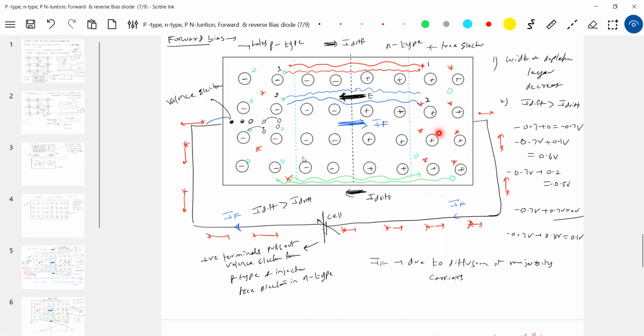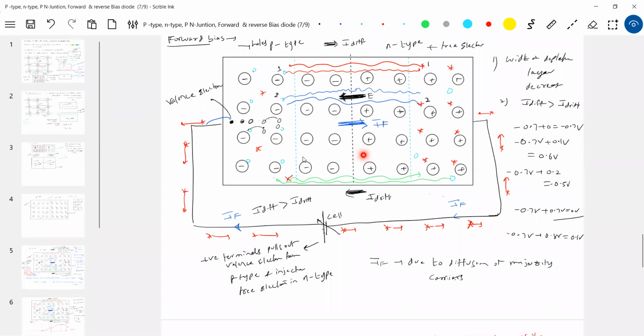The hole will become a minority carrier. So what will happen to it now? It has to move like this. And the electron which is coming here will interact with the hole and it will also be lost. So like that, here there is breaking and making up of covalent bond, here breaking and making up of covalent bond, here also breaking and making up of covalent bond.